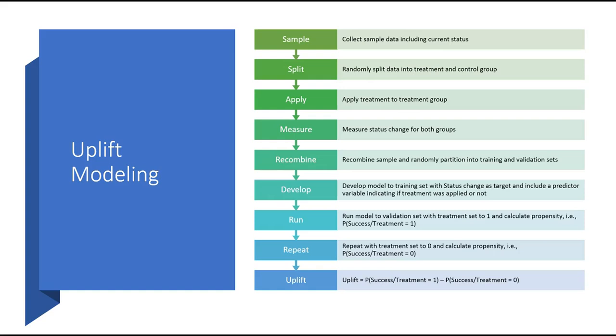And then you run the model on the validation set with treatment set to 1, and then you're going to calculate the propensity. So that would be the propensity of the success of the treatment being 1. And then you're going to repeat it and set everything to 0, and then calculate your propensity again, because that's going to calculate the propensity of the opposite effect. And then the difference between those two is going to be your uplift.